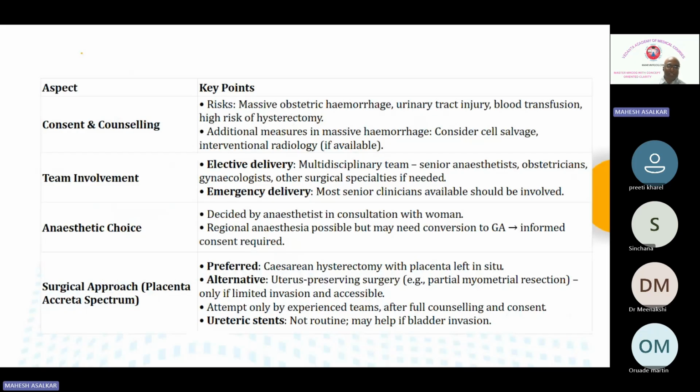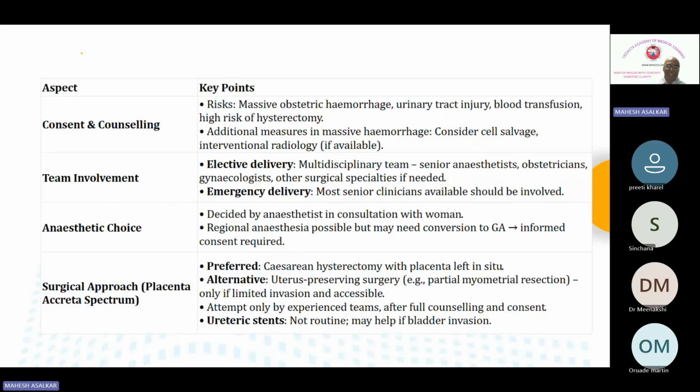What is going to be the surgical approach with respect to placenta accreta spectrum? Preferred is a cesarean hysterectomy with the placenta left in situ. Okay, so a cesarean hysterectomy with the placenta left in situ is going to be the preferred option. The other conservative measures will be occasionally used.